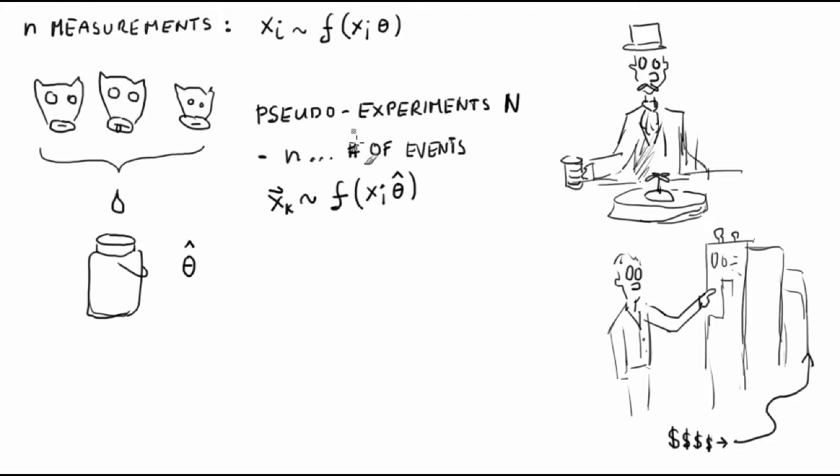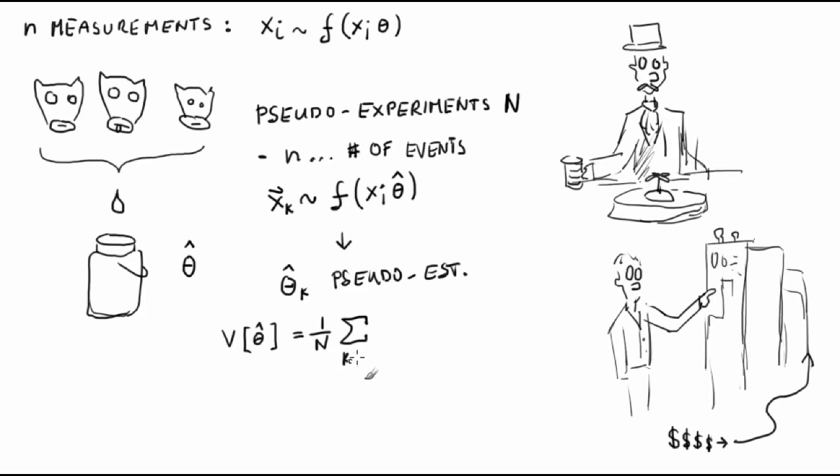In summary, we have now capital N pseudo-datasets, and let's denote the kth pseudo-set as x vector k. For each pseudo-set, we evaluate the value of the maximum likelihood estimator. Let's call this value theta hat k. Finally, the variance is very easy to estimate. Estimate of variance of theta hat equals 1 over capital N times the sum, k going from 1 to capital N, of (theta hat k minus theta hat) squared.